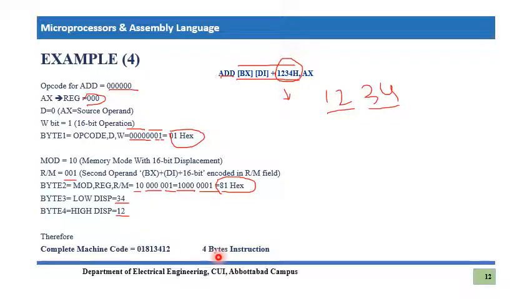I hope we have covered a very important example in this slide, in which we learned about a memory operand with 16-bit displacement, and how we are going to encode that specific instruction into machine code. Furthermore, we saw how the displacement can be arranged. If you practice it yourself, you will be a master of it.